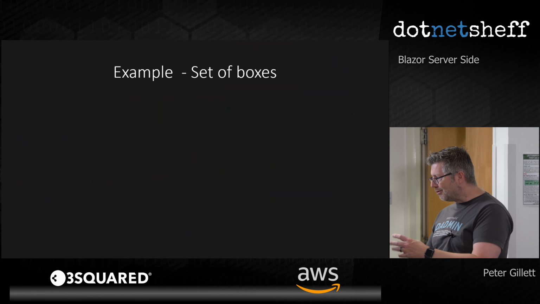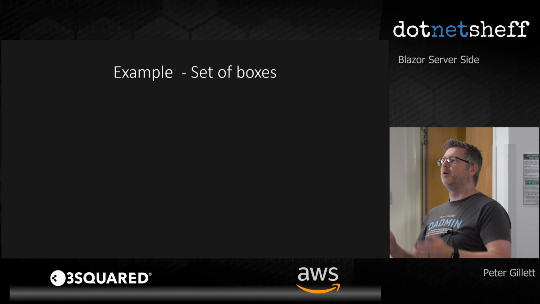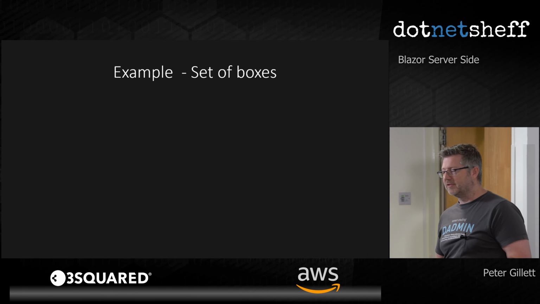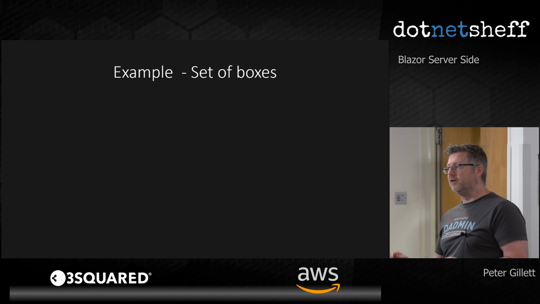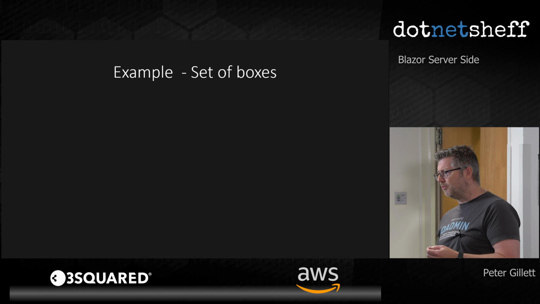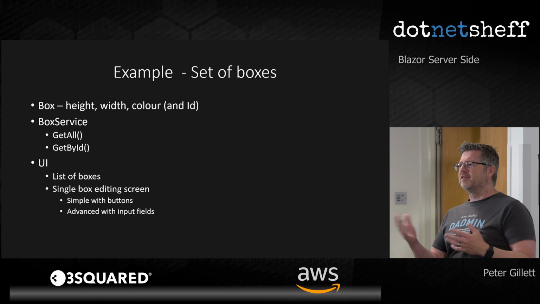Right, so I'm going to do a little demo. I'm going to do it all in code. I've got an example, and it's a set of boxes. We've just got this app. I think there's 10 boxes on there, and we're going to interact with these boxes in the UI. So boxes, simple 2D boxes. They've got height, width, color, and an ID.